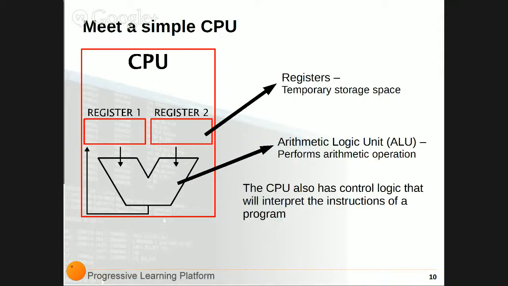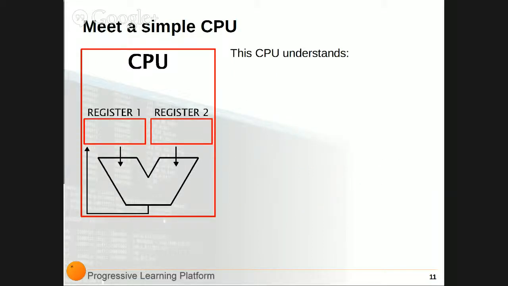Now, the CPU will also have some control logic that will actually interpret the instructions getting into the CPU. That's how the CPU knows what to do. Oh, I'm supposed to do this. Next instruction. Oh, I'm supposed to do this, etc. Cool. Now let's create some instructions that this CPU will understand.